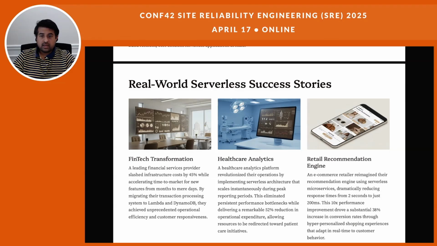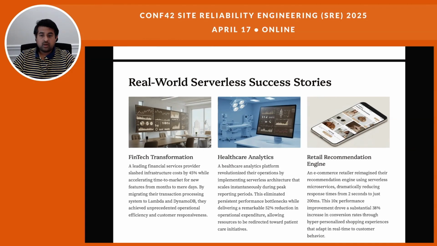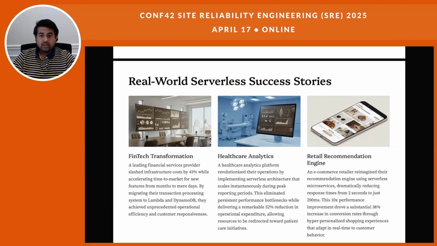A fintech transformation: a leading financial service provider slashed infrastructure costs by 45% while accelerating the time to market for new features from months to mere days by migrating their transaction processing system to Lambda and DynamoDB. They achieved unprecedented operational efficiency and customer responsiveness.